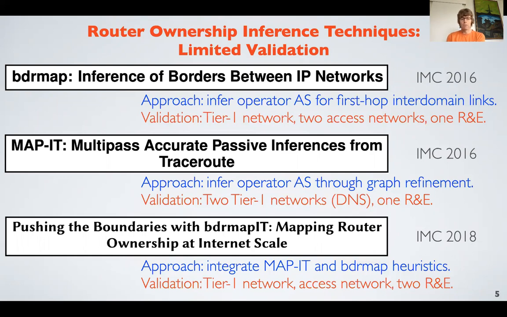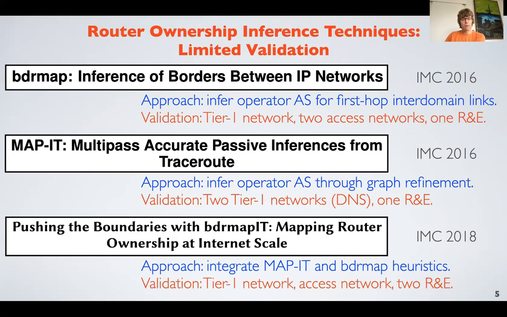And the MAP-IT technique, which as input used a large corpus of traceroute observations from multiple vantage points, inferred the operator AS of each interface through a graph refinement methodology. For validation, the authors looked at the DNS hostname strings for 2 tier 1 networks and manually interpreted those, and obtained validation data from 1 research and education network. And finally, the bdrmapIT methodology used heuristics from bdrmap and MAP-IT and synthesized them into one methodology. For validation, they used a tier 1 network, an access network, and 2 R&E networks.